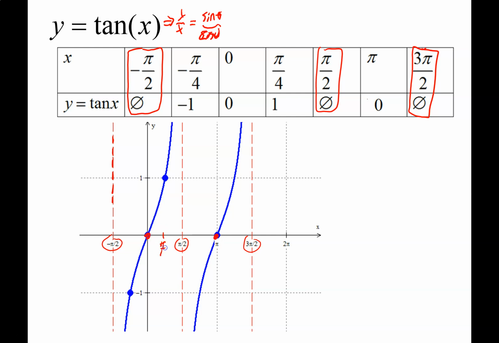Pi over 4 to the right is up at 1. Negative pi over 4 is -1, so there's basically our graph. And again, it is periodic. It's just going to keep doing that same thing over and over and over again. This would be at x is 5 pi over 2. So it is good to know the graphs of these, especially when we start doing some stuff with differentiation, integration, and things of that nature.